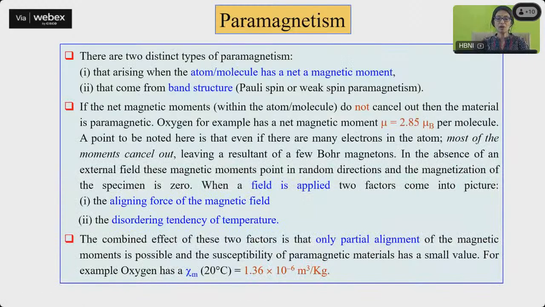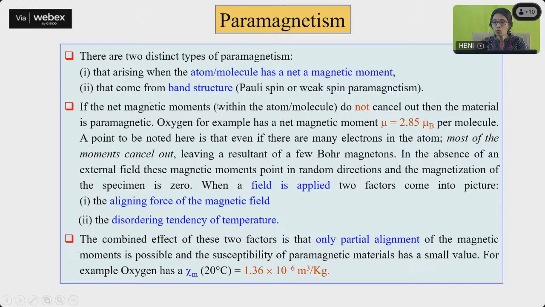So what exactly is paramagnetism? There are two distinct types of paramagnetism: one arising when the atoms and molecules have a net magnetic moment, and the other which comes from the band structure, which is Pauli or weak spin paramagnetism, which we are not going to discuss in this particular course. We will talk mostly about atoms and molecules which have a net magnetic moment.